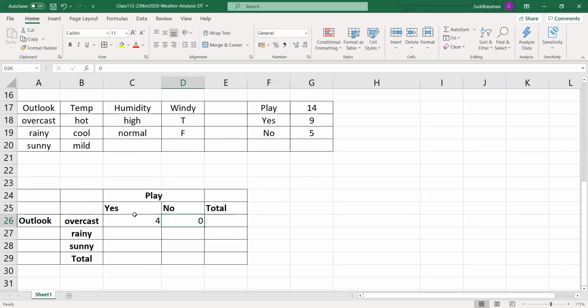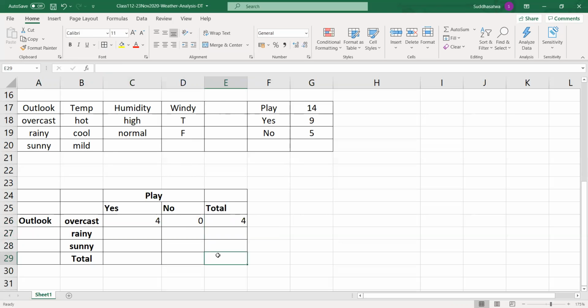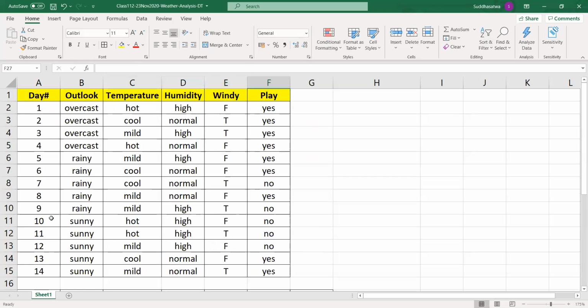In this way, I'm going to do the calculation. Now this total here is going to be the sum of this, and this total here is going to be the sum of all of these, which should finally match up to 14. Obviously the sum over here will also match this total. So this is going to be a sum of these three, and this is going to be a sum of these three. This is going to continue for all of the features.